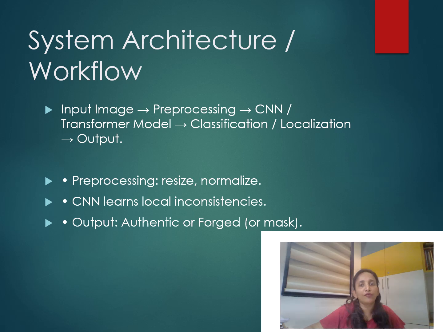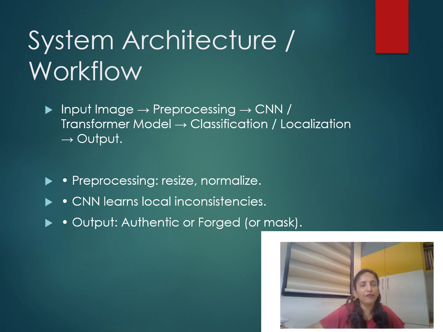Then come transformers. Transformers look at the image globally. They can detect inconsistency between distant regions. Together, they generate internal features that represent what's normal and what's suspicious in the image. After you know whether it is normal or suspicious, the next level is that you either classify it, or you detect which part of the image has been faked. Based on the model you have taken, you will get an output.